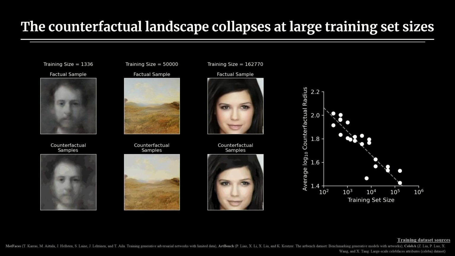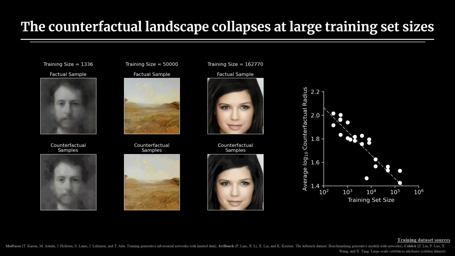And on the bottom, I'm showing images that I pulled from their counterfactual landscape. And what we see is, on the left over here, you get a lot of variation, a lot of richness within the counterfactual landscape. It fluctuates a lot. And as you move towards larger and larger training set sizes, this fluctuation collapses. It disappears. There's barely any fluctuation in the counterfactual landscape on the right over here.